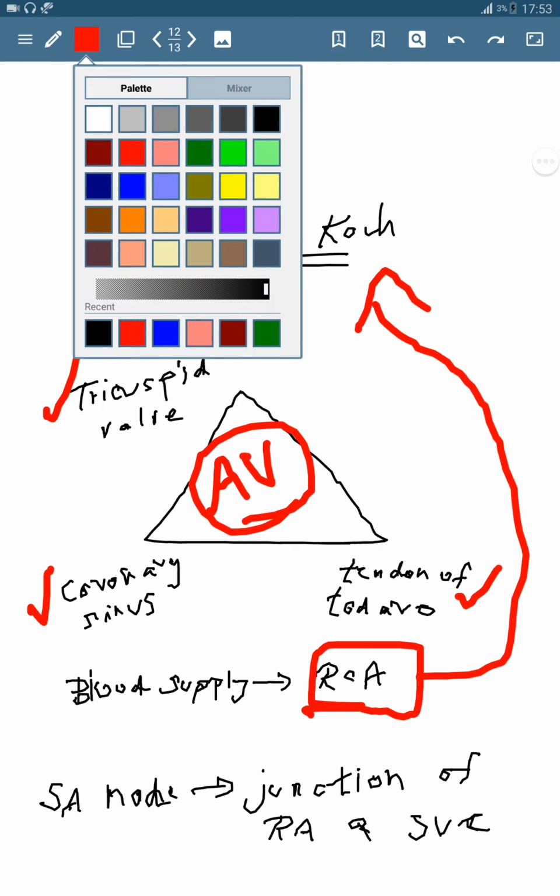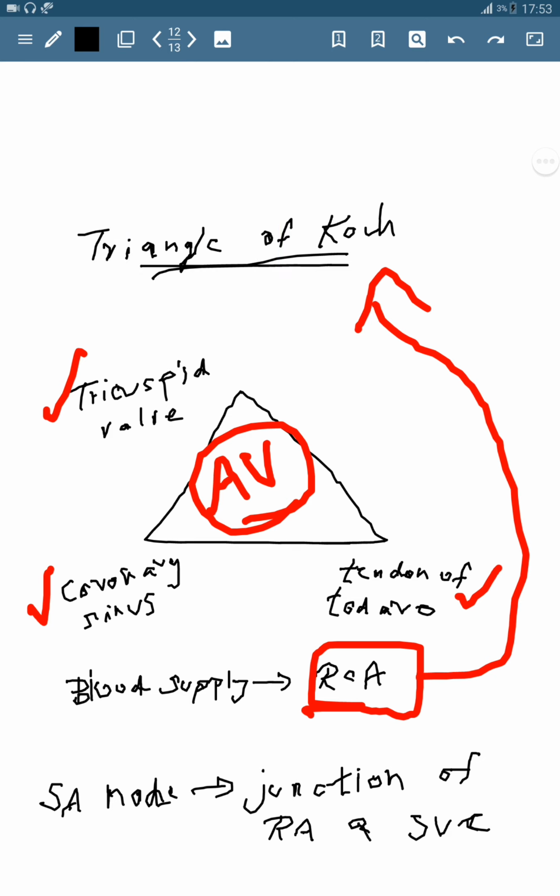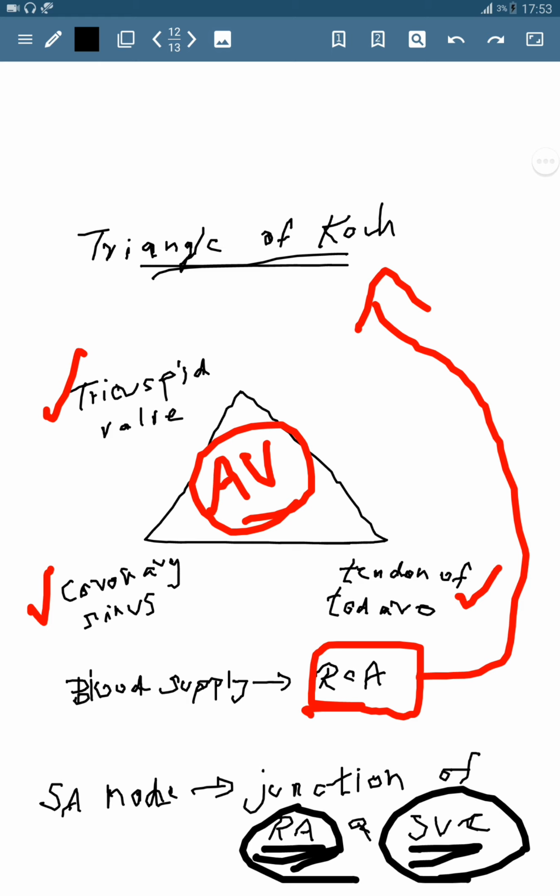And another one is the SA node. SA node lies at the junction of the right atrium and SVC. That's all.